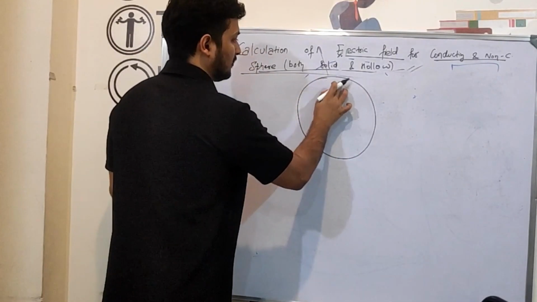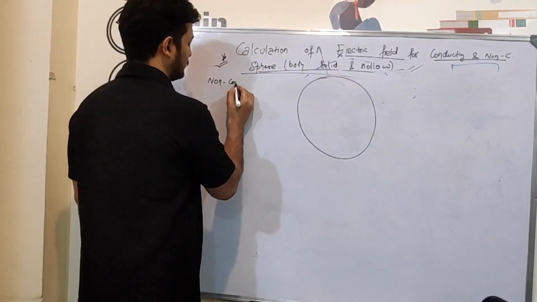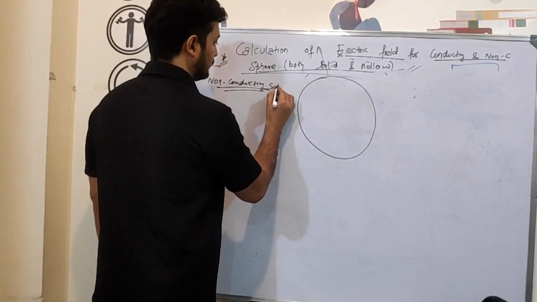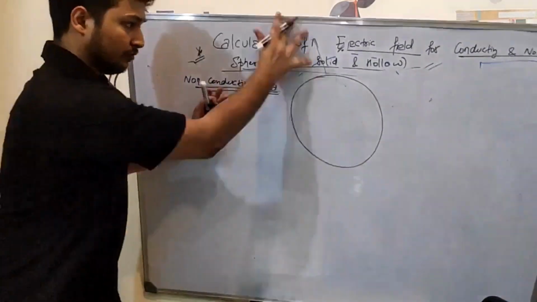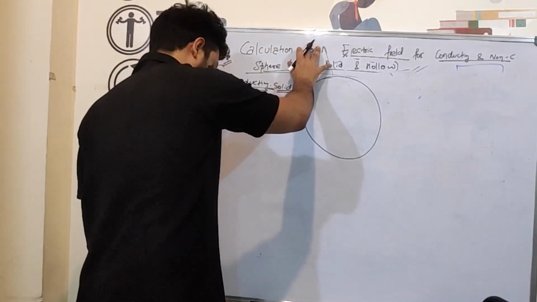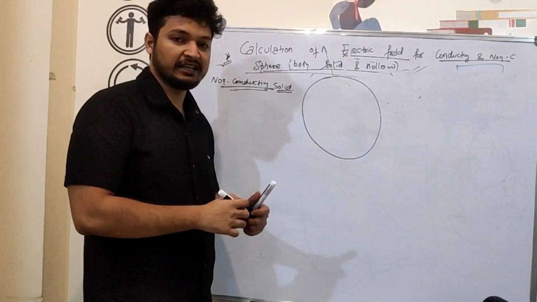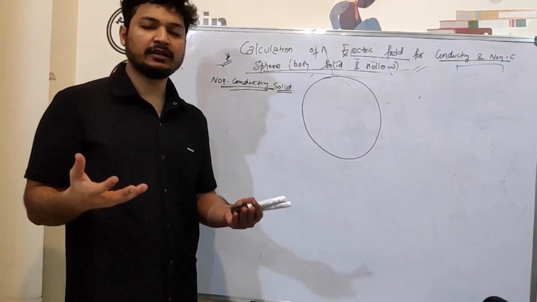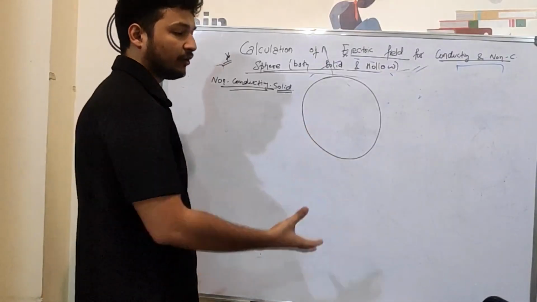Okay, so it's the case of a non-conducting solid. Solid means what? Solid means the material will be situated in the volume, not only on the surface, but the volume will carry some material.